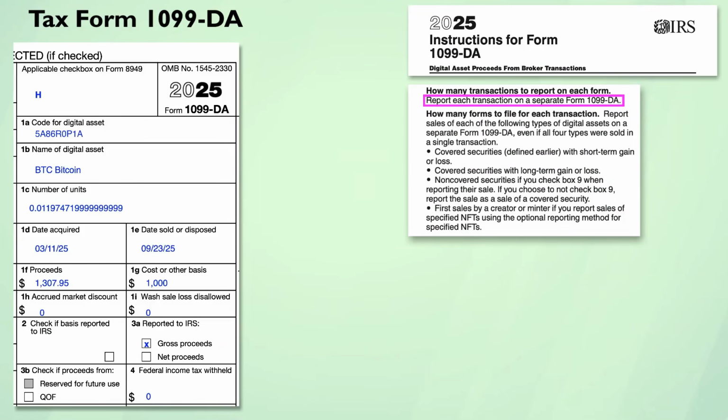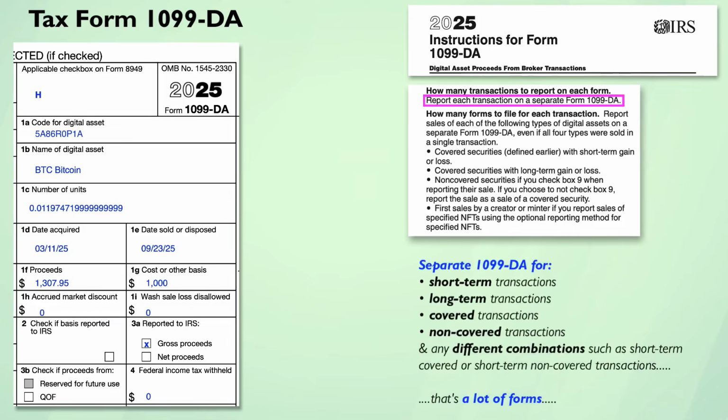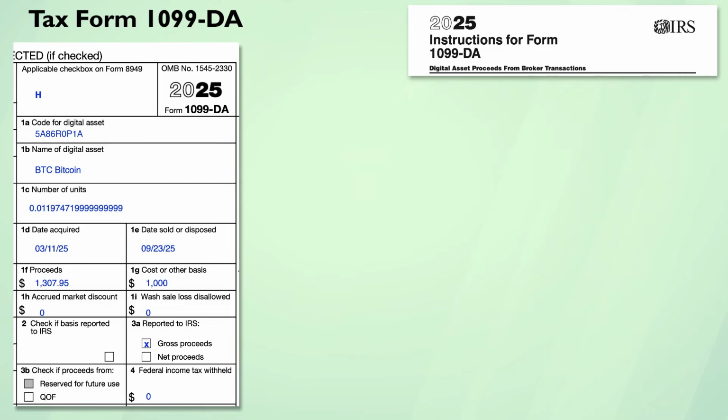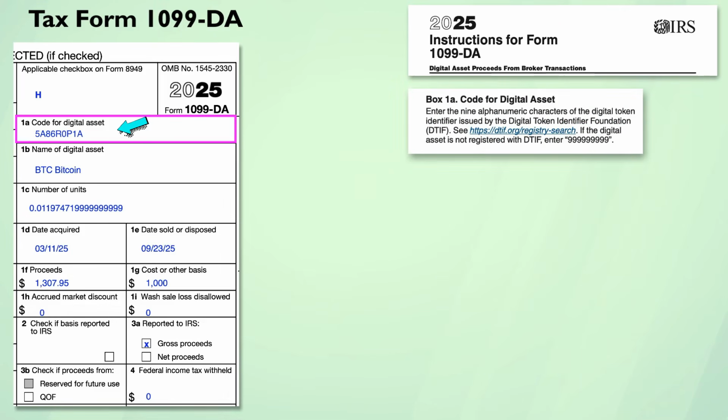You may receive more than one 1099-DA if you have different types of transactions. For example, if you have both short-term and long-term sales, they will be reported separately, meaning multiple 1099-DAs. Box 1A shows the Digital Asset Identification Code issued by the Digital Token Identification System. If you see a 999 number, it usually means the asset is not registered in the system.